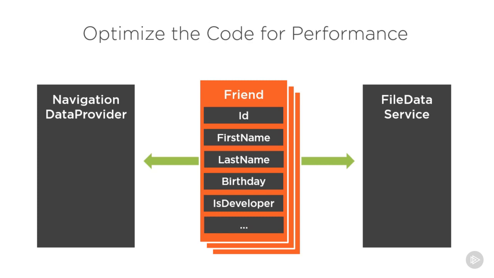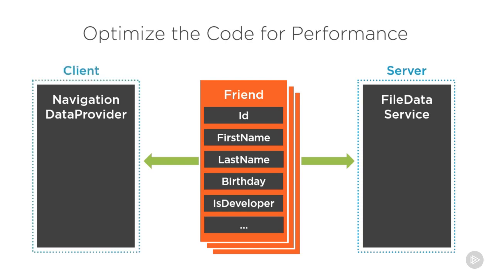And in a real-world application, the file data service would also live on the server, and the navigation data provider would live on the client. But when you look at the navigation, you will see that we just require the ID and the full name of a friend. So it's a bit of overhead to pass the full friend objects to the navigation. That means we load all the data at once.